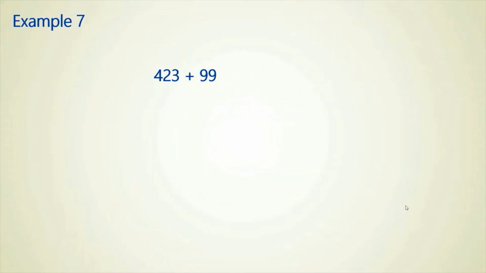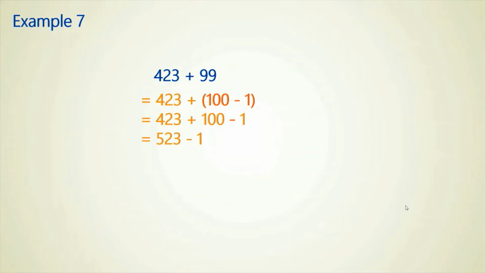So here we have 423 plus 99. 99 is very close to 100, which we all know is 100 minus 1. So here we create a group of 100 minus 1 and replace 99 with it. So the expression becomes like this. Next, we're going to drop the parentheses. Since it's a plus sign in front of the parentheses, it can be dropped as is. So it becomes 423 plus 100 minus 1, which is 523 minus 1, which is 522.